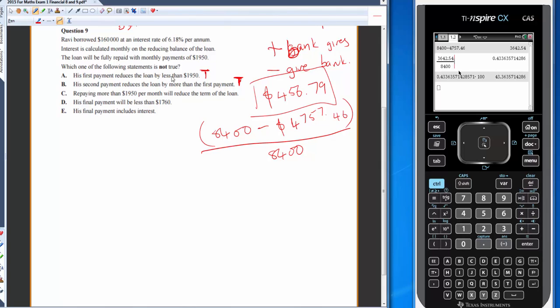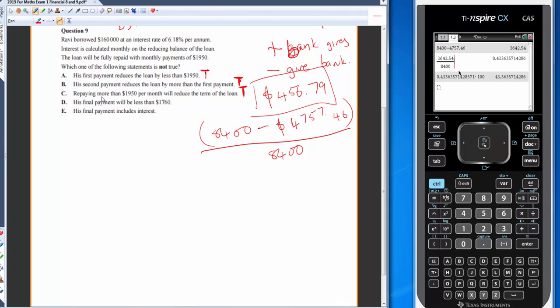So now we're down to C. Repaying more than $1,950 per month will reduce the term of the loan. Again, if you know anything about loans, that one's easy. Basically, the more you pay off, the smaller the amount of time you're going to have to pay back the loan. It just makes perfect sense.